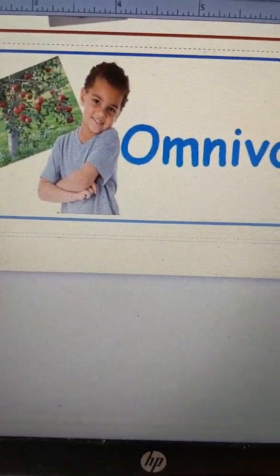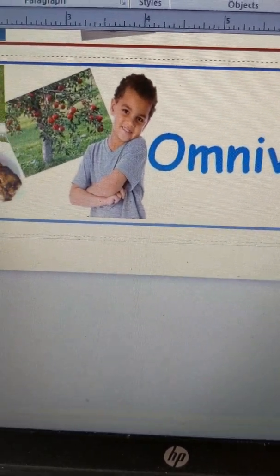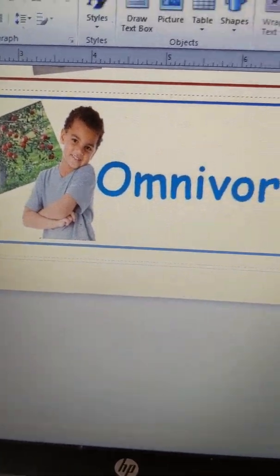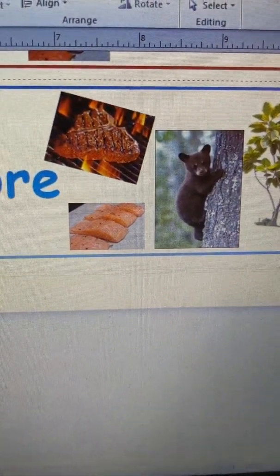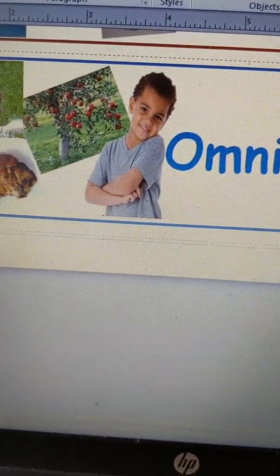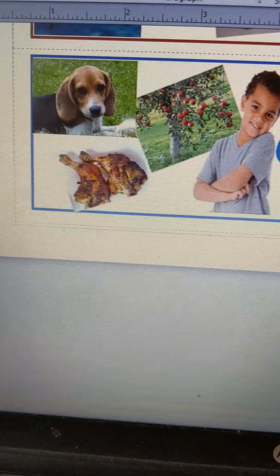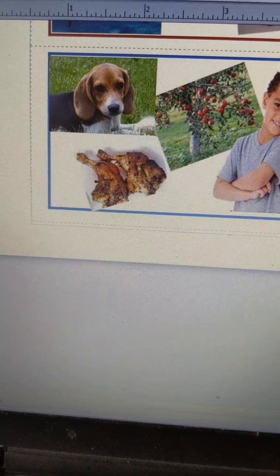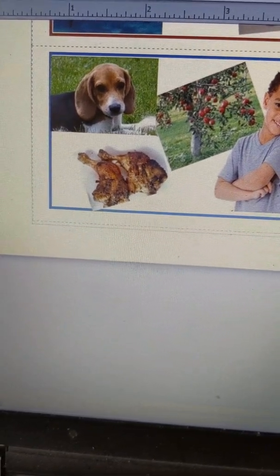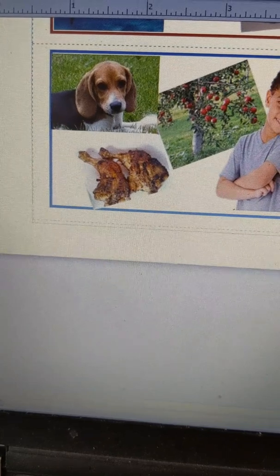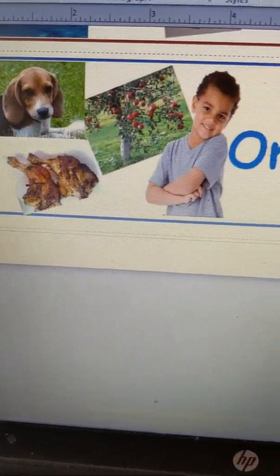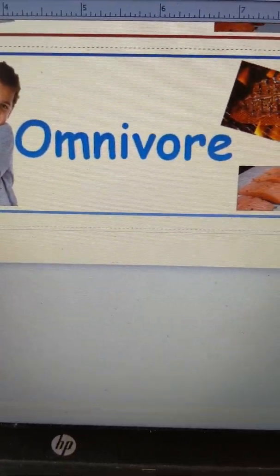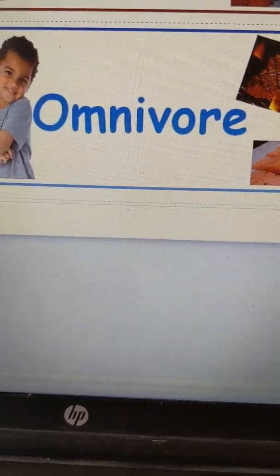How about you? Just like this little boy right here. How about you? Do you like to eat fruit and chicken? As well as maybe you like to eat fish? Yeah, so we could be called omnivores as well. How about dogs? Dogs love to eat meat, but they also really like to eat certain fruits and vegetables too, and it's really good for them too.